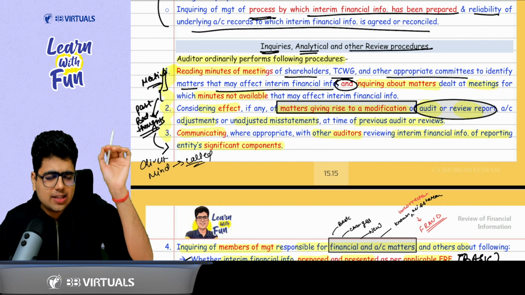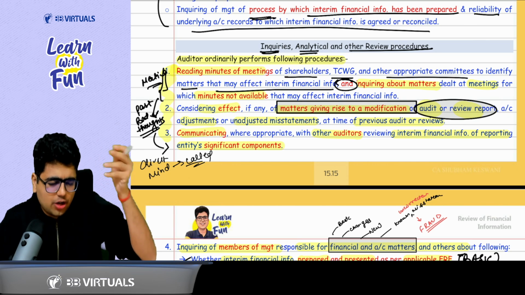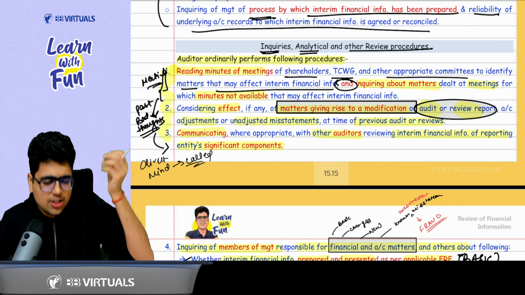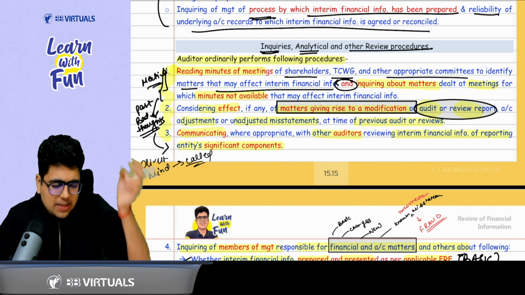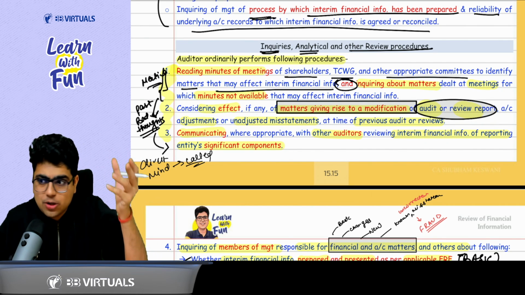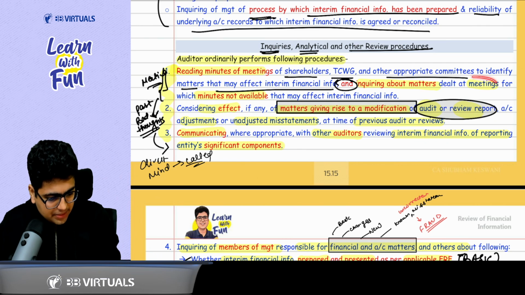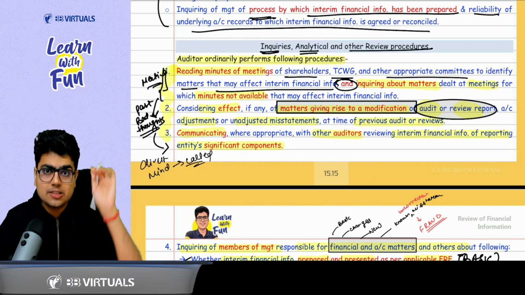When you are reading the minutes of the meetings, of what? Of the board, shareholders, committees. Plus, for certain meetings, the minutes may not be available. So inquire about the matters dealt at such meetings.